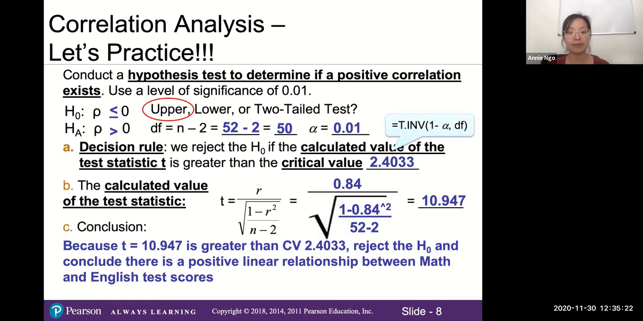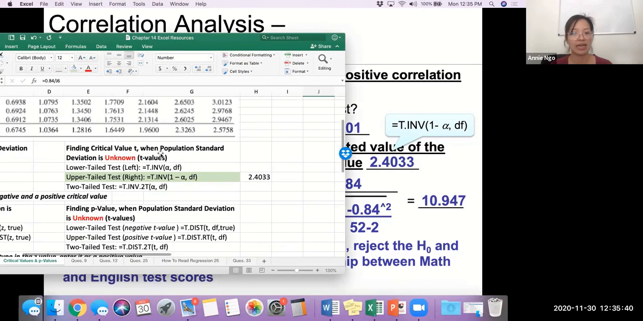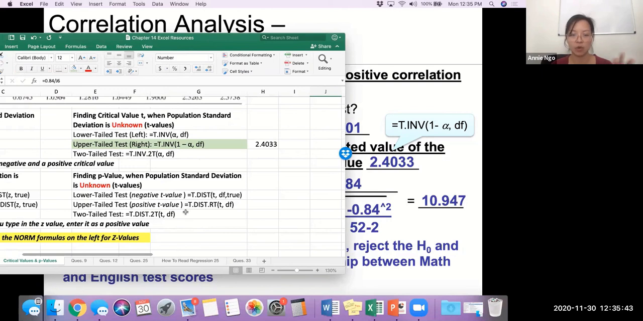Let's take it one more step. Let's find the p-value. Remember the p-value, p for probability. I just want to know, what's the probability that we got this sample? So what we're going to do is take this test statistic, this 10.947, and work with it. So if we go back to our Excel file, and I'm still on this side of the formulas, finding the p-value for our t-values. I also make little notes like negative t-value or positive t-value or two-tail, depending on this. We're doing an upper tail, so we're going to use this formula here.